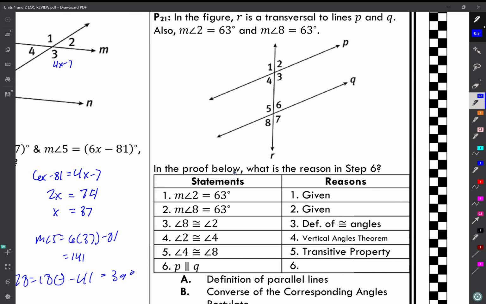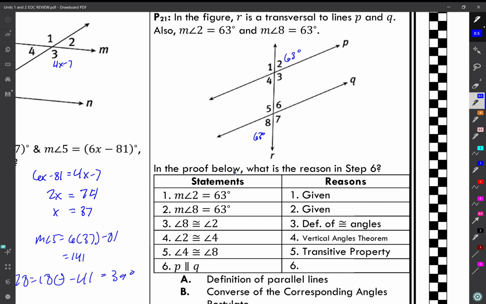Number 21. In the figure, R is a transversal to lines P and Q. Notice that I don't know that P and Q are parallel. I do know that the measure of angle 2, however, is 63 degrees. And the measure of angle 8 is 63 degrees. So boom, they're congruent because of that. And then from there, we know 2 and 4 are vertical angles. So from the transitive property, I know that 4 and 8 are congruent. So these are corresponding angles.